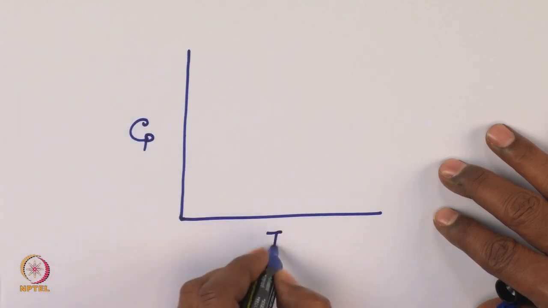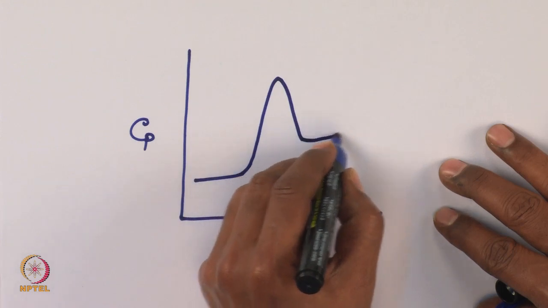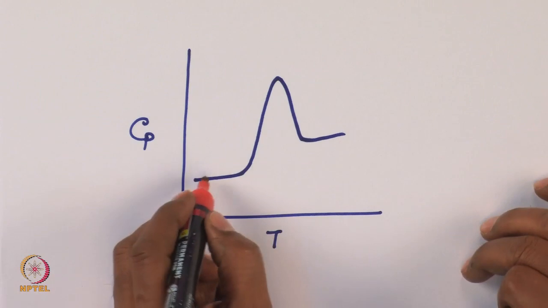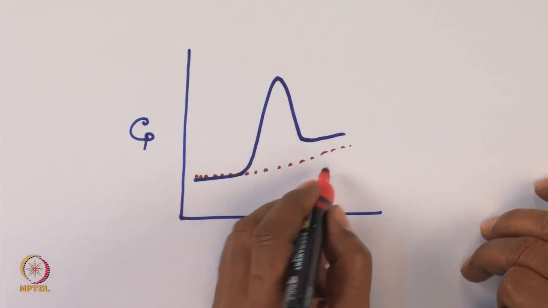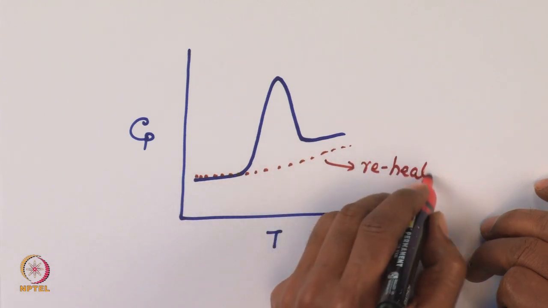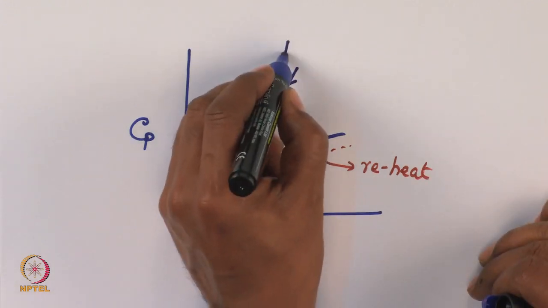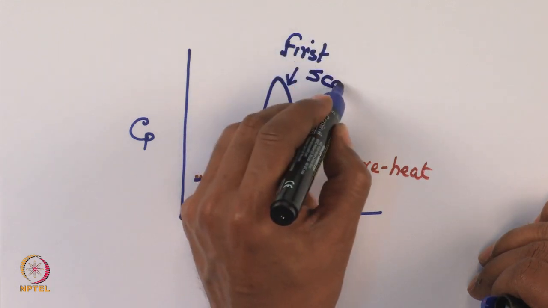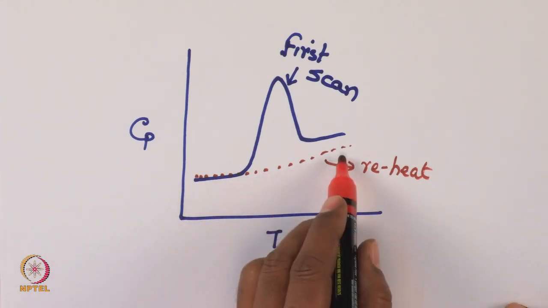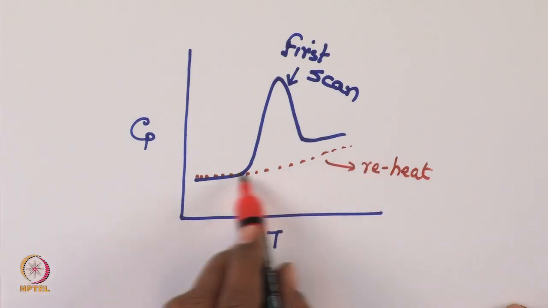So, therefore, differential scanning calorimetry can also establish whether the folding unfolding is reversible or irreversible, because in the first scan, let us say we have Cp against temperature, and this is the first scan, and if the reheat is like this, that means your endotherm is completely disappearing, then it is 100% irreversible.